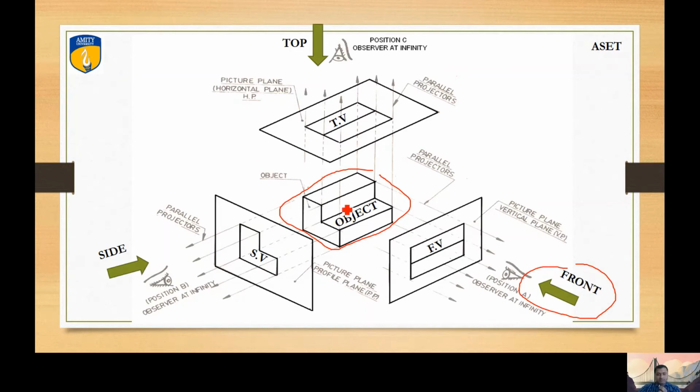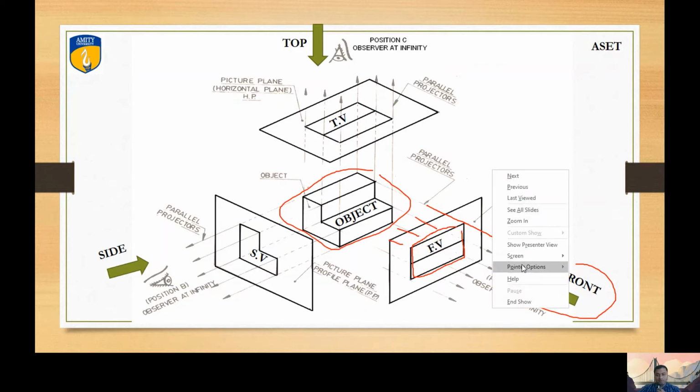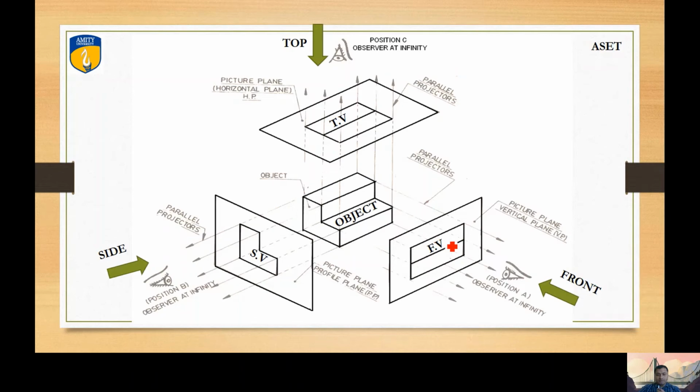When this front observer is seeing the object from this position, again the projectors are falling perpendicular on this plane. The image which is obtained is like this. This is my view which is obtained from the front. So this is called the front view, written here as F.V. As the front observer is seeing the object, the view which is obtained is called the front view.